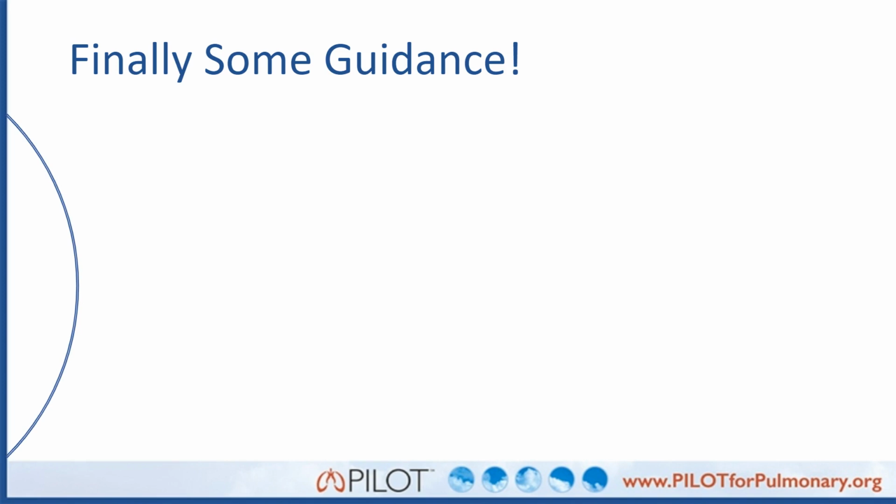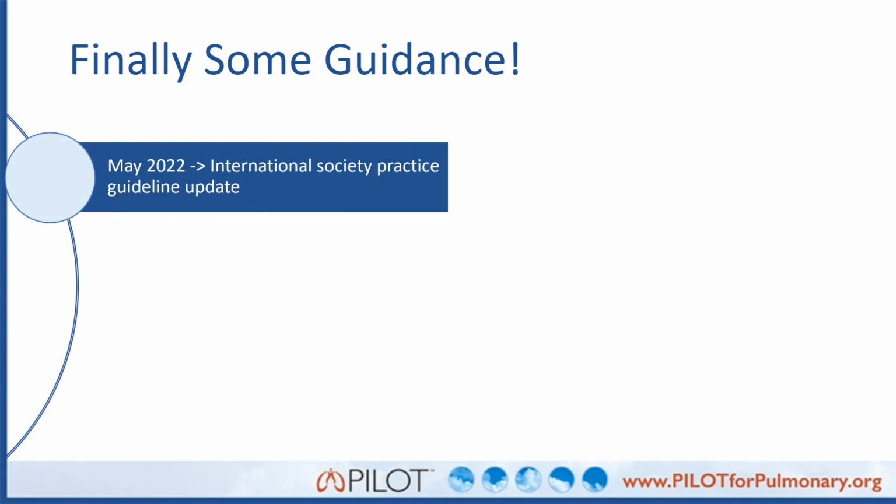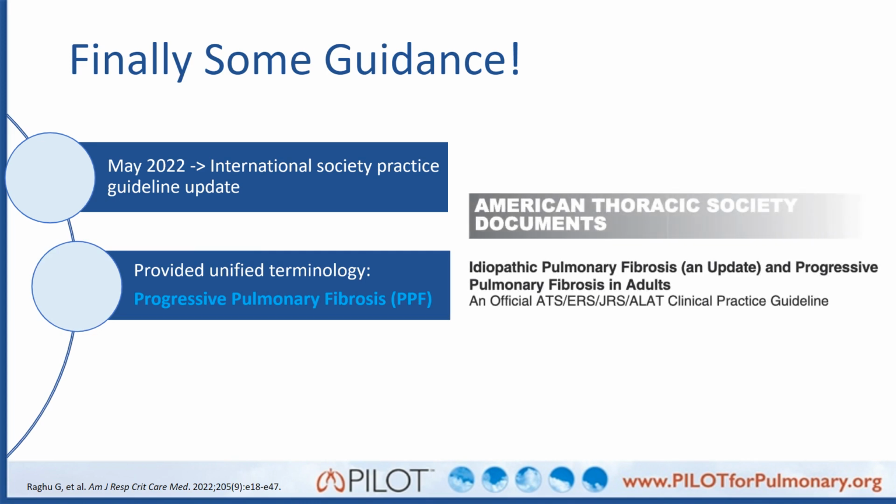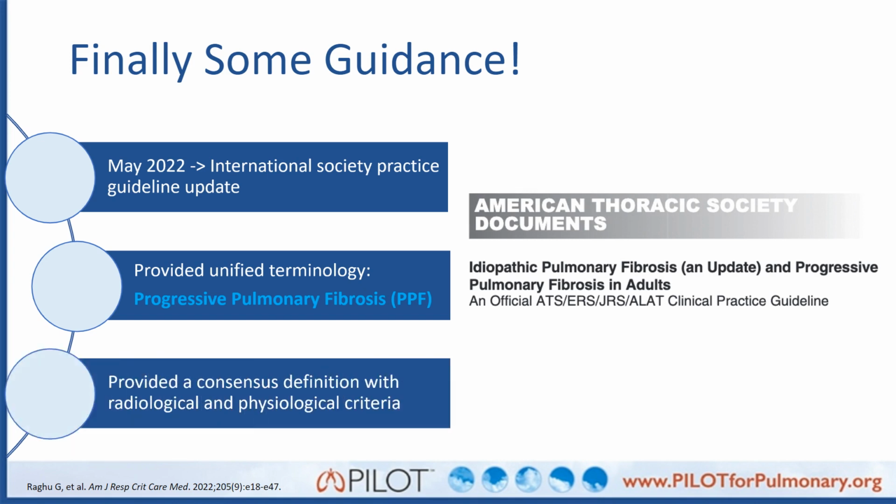But finally, in May of 2022, there was an International Society Practice Guideline update. And in this guideline, they provided unified terminology for this type of clinical phenotype. And they called it progressive pulmonary fibrosis and provided a consensus definition with radiological, physiological, as well as symptom criteria, which I'll describe in the next slide.